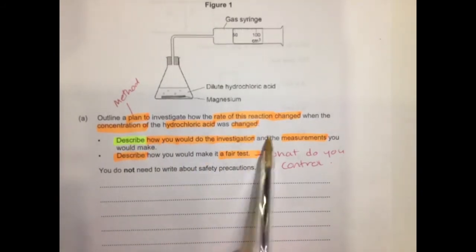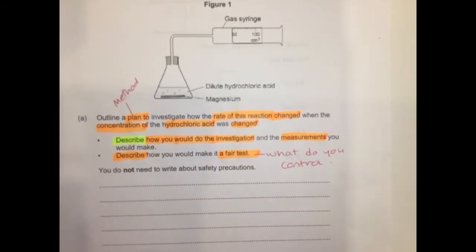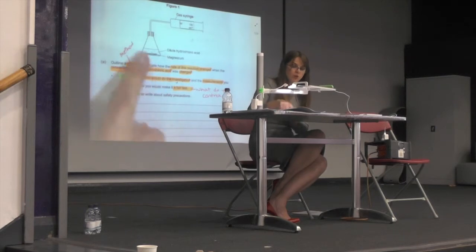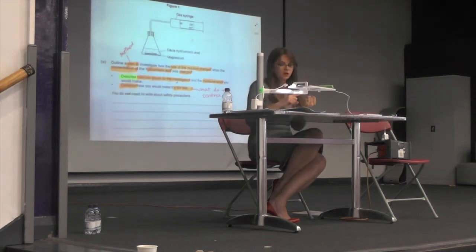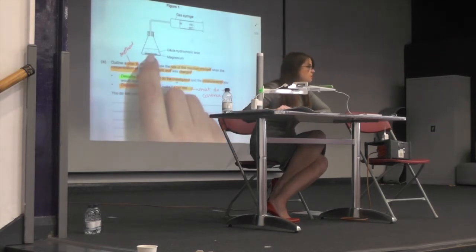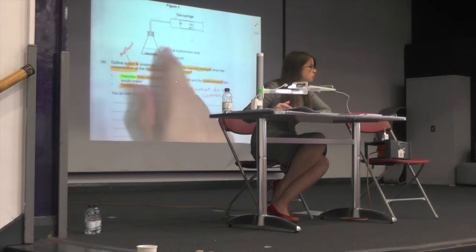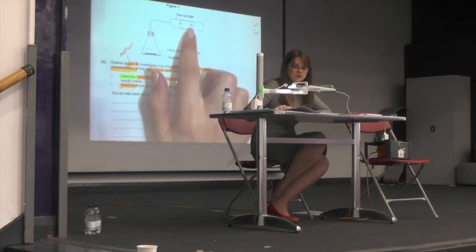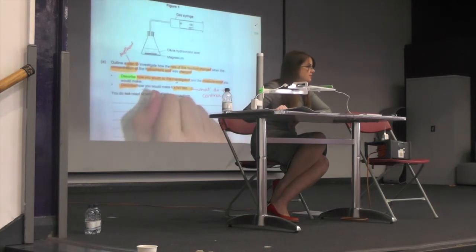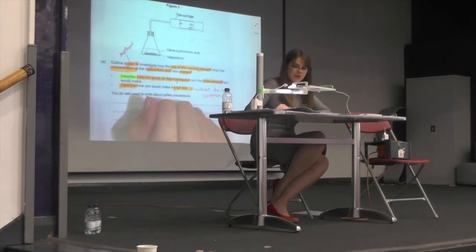So describe how you would do the investigation. That's the first part of the question. So what would you do? You've got to think about the measurements you would make. What will you measure with the magnesium? What will you measure with the acid? Just put a value in that seems like it makes sense. How long would you time the gas given off for? Would you just wait until it finished, or would you do it for a certain amount of time? So think about all those things.